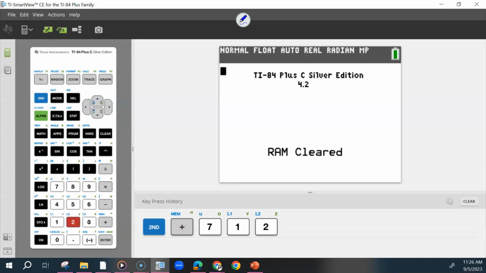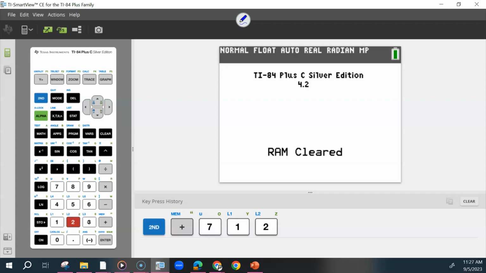If at any point you get lost or forget what I said, the buttons that I pressed are also up here. Second plus 7. So try it again. Second plus. Alright, so that is one.